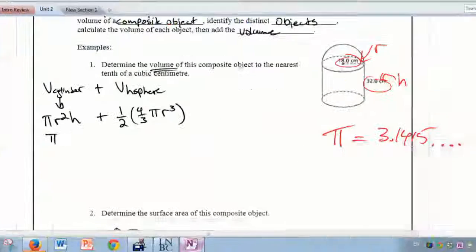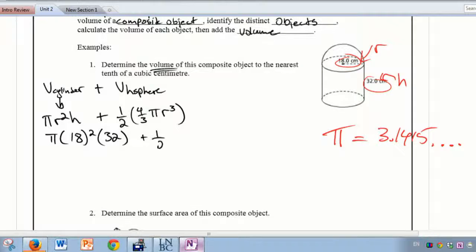So pi times the radius, in this case, is 18 squared, and the height is 32. And then I'm going to have 1/2 times 4/3 pi, and the radius again is 18 cubed this time. There's lots of brackets and things in there. Again, it's just order of operations, so just be confident in what you're doing and maybe write down some steps along the way. I'm going to do these in 2 separate steps. I'll figure out the first part, and then I'll figure out the second part, and then I'll add them together.